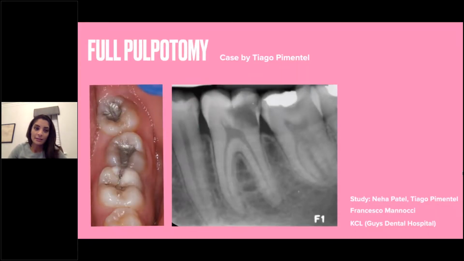This was a case that a full pulpotomy was carried out. I have to thank Tiago here for lending me this case. This is a case that he carried out of this lower 6 here. The case is actually part of a clinical study that's occurring at Guy's Hospital at the moment under Professor Minocci, who heads the department, and Neha and Tiago are doing their PhD research on this sort of topic. So I'm just going to walk you through this procedure.